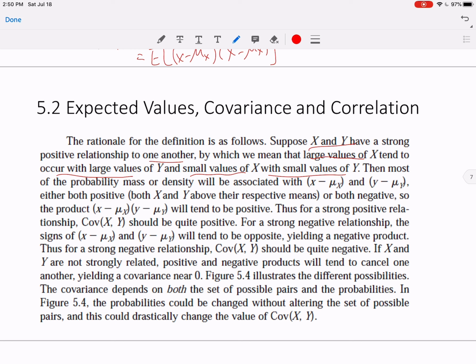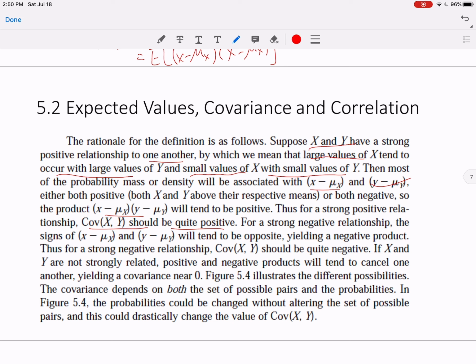So most of the probability mass or density will be associated with X minus mu sub X and Y minus mu sub Y being either both positive, so both X and Y above their respective means, or both negative, so the product will be positive. Thus, for a strong positive relationship, the covariance of X and Y should be quite positive. In other words, if the covariance of X and Y is positive, then we can see the relationship between X and Y is positive.